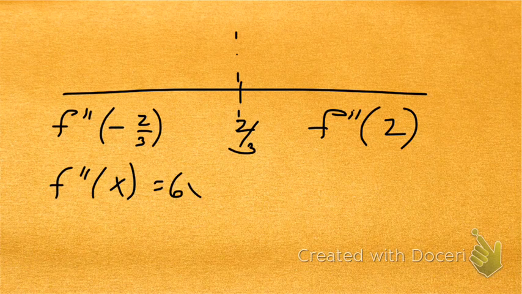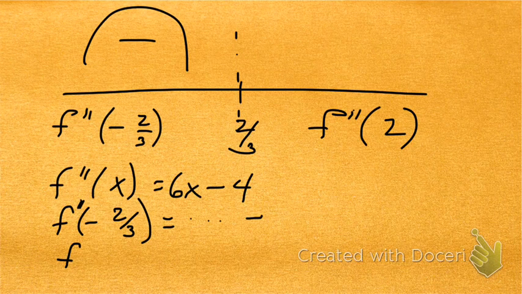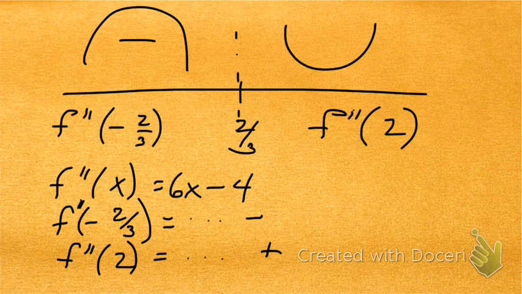And that second derivative was 6x minus 4. If we plug negative 2/3 in, I know it gives us a number, but what I'm really interested in is that's a negative number. Because it's a negative number, the function's concave down there. When we check out the second derivative for 2, and we plug in, well, whatever it is, it's positive. So I know this part of the graph is concave up.